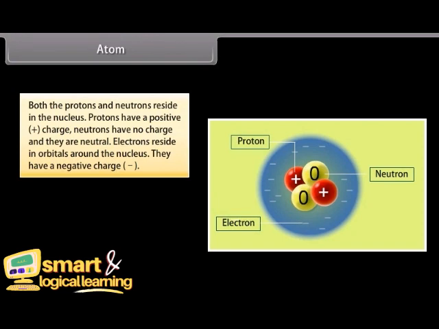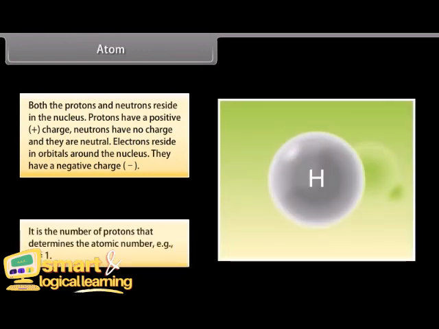Electrons reside in orbitals around the nucleus. They have a negative charge. It is the number of protons that determines the atomic number, that is, H is equal to 1.